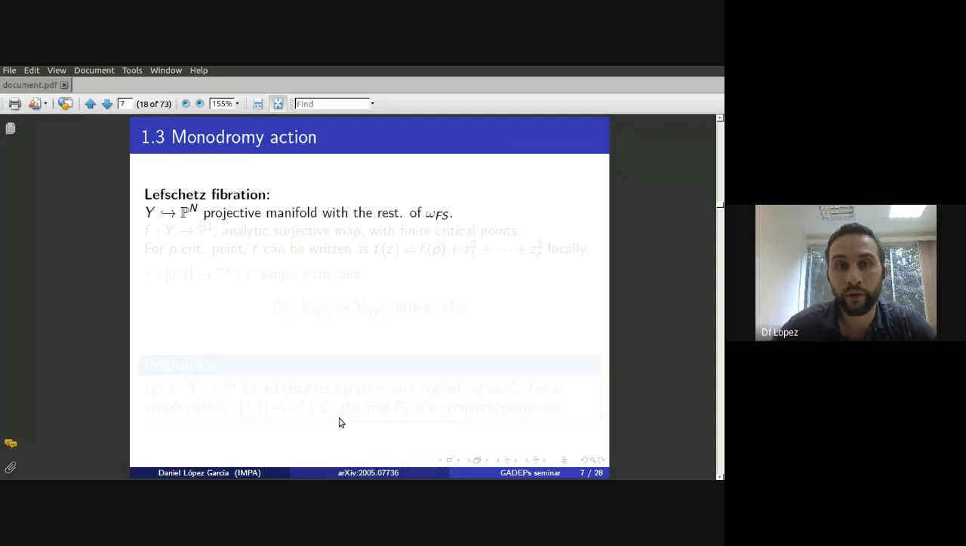So in Picard-Lefschetz theory, we have two ingredients. The first one is the monodromy action. Maybe it's the main ingredient in the work. So let me talk about this.